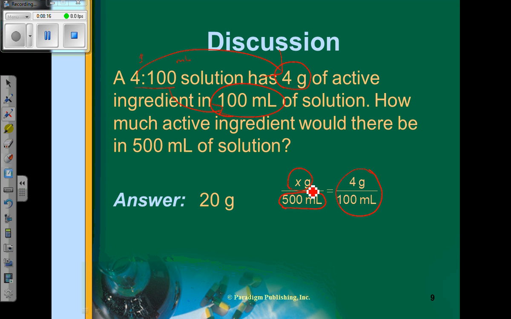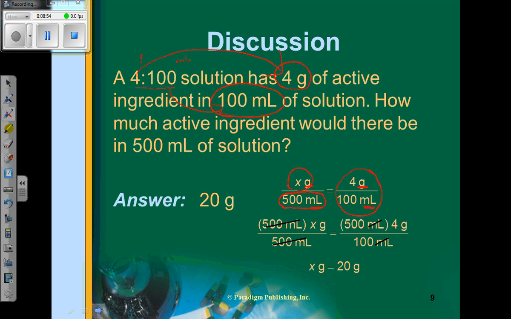We do that because when we're setting up a ratio and proportion question, you want like units on the bottom and like units on the top. If you do not have that, it will not work out. So milliliters on the bottom on this side, milliliters on the bottom here, grams at the top here, grams on top here. Okay, so what we do next, I'll show you how they do it. They take it and multiply 500 by the 4 on top, and that's how they come up with X grams equals 20 grams.